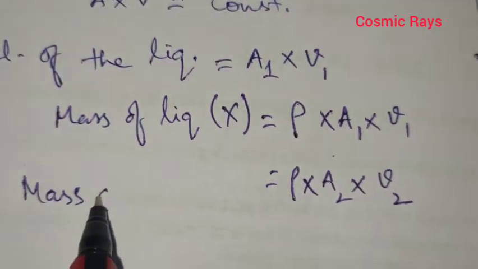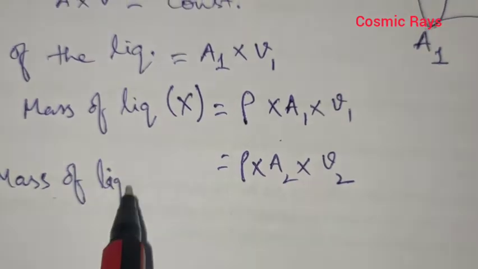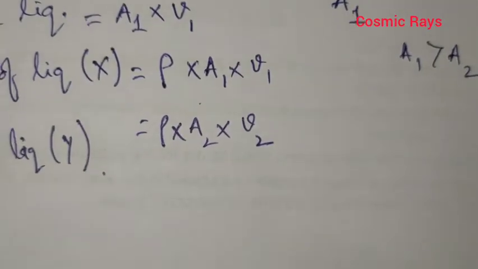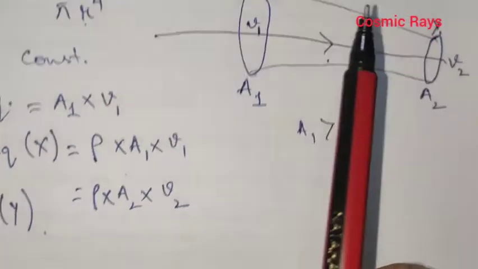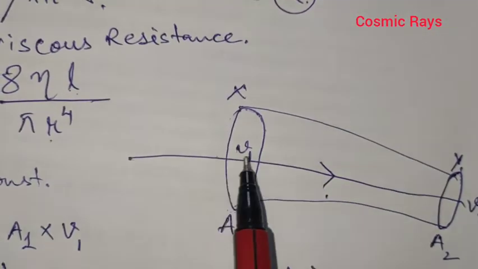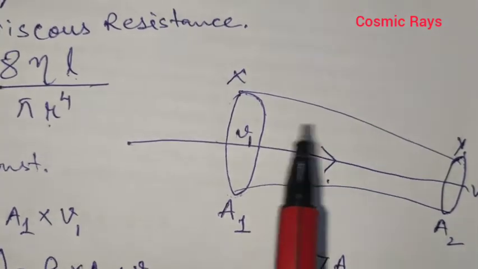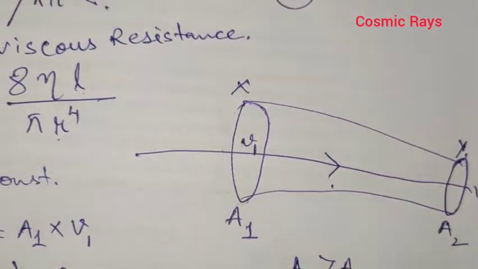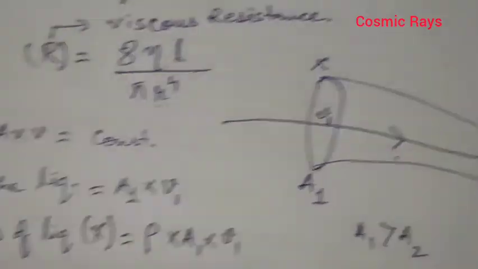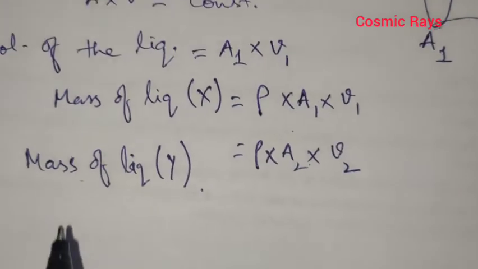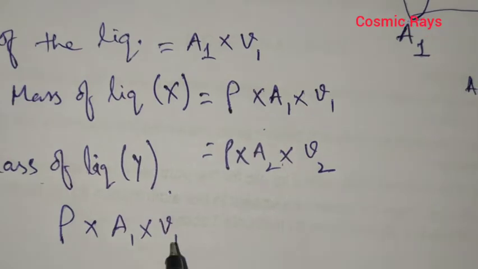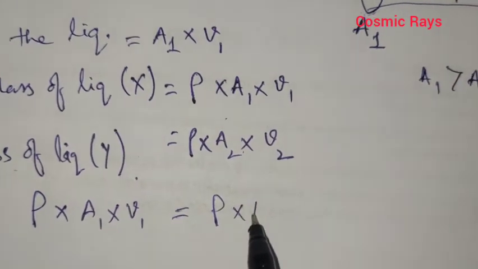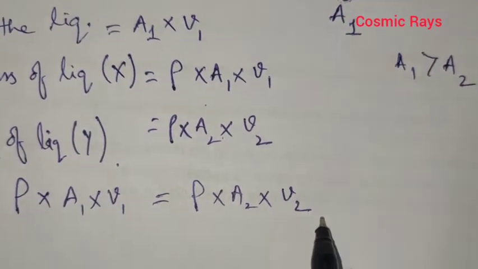So this is my mass of liquid at y. Now the liquid which enters at one end, that is from x, must also leave at the other. So both the masses are equal. So if both the masses are equal, we can equate them together. That is rho a1 multiplied by v1 is equal to rho a2 multiplied by v2.